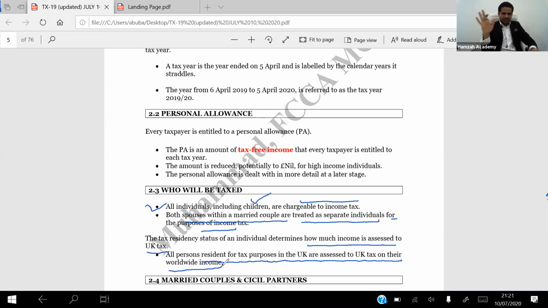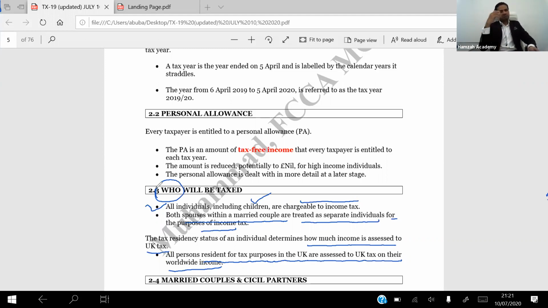So this is the basic definition as of now, because I don't want to complicate things in your head. If I give you the residency definition, it has so many days and criteria that it will mix up in your mind. So as of now, who will be taxed? An individual, including children, including both separately, both married couples or civil partners even, okay? A person who is resident, meaning who is living over there or who is a national, will be taxed on their income. So who will be taxed is this definition.